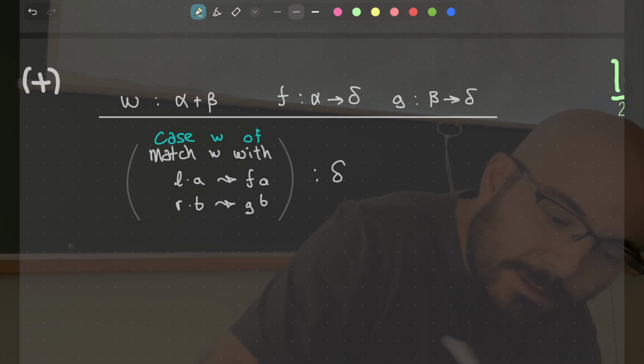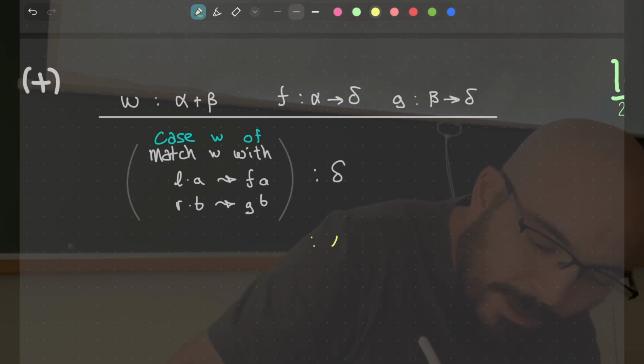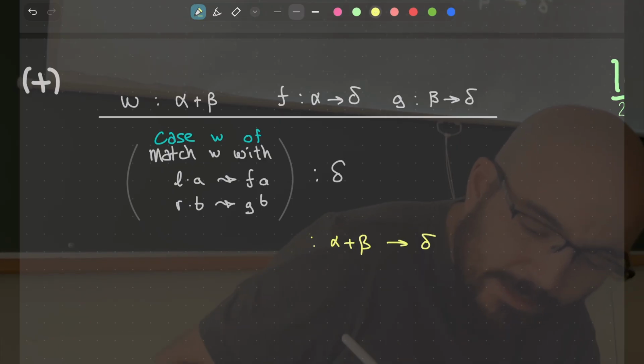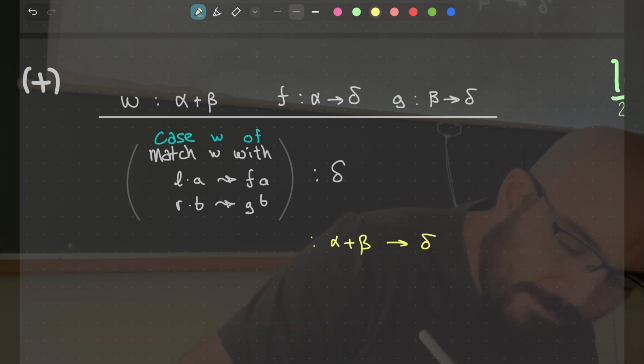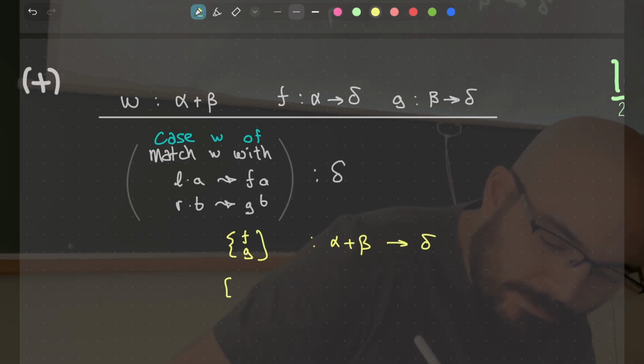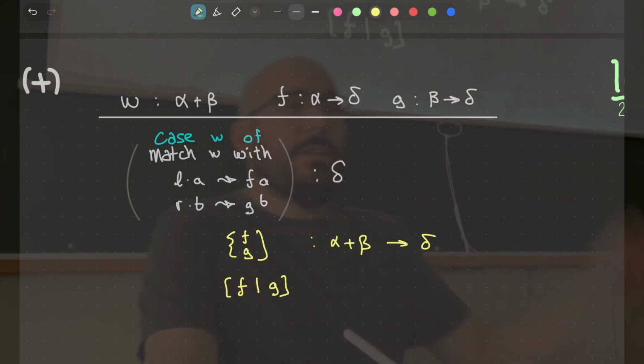I'm trying to find a different color. Okay. Alpha plus beta to delta. And we could call this function in a much prettier way, like something indicative, like it's a choice between f and g. Or, I don't know, f bar g. So how does this function work?